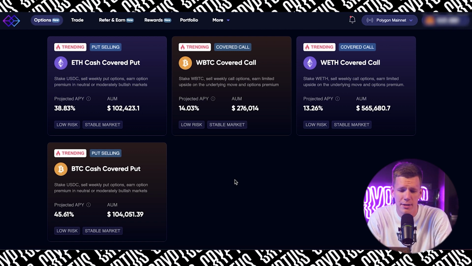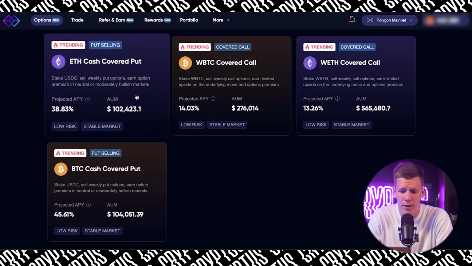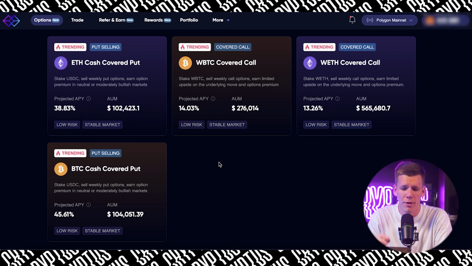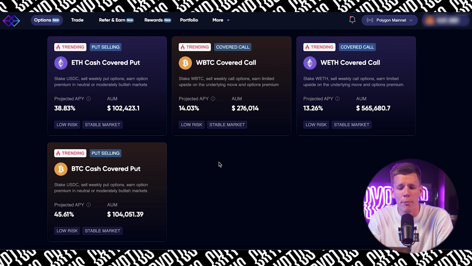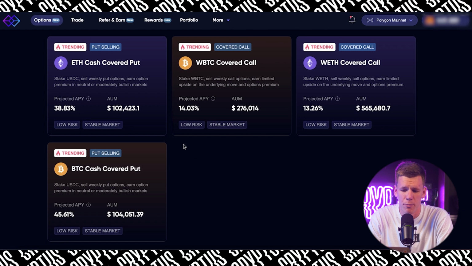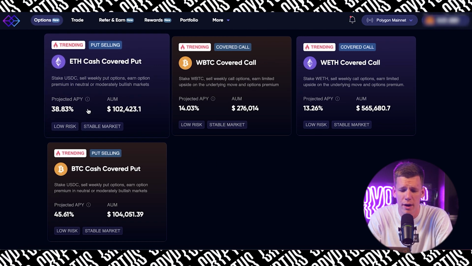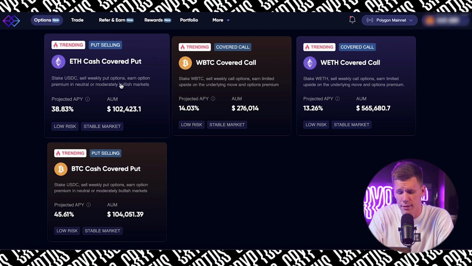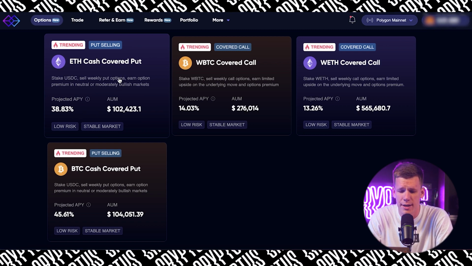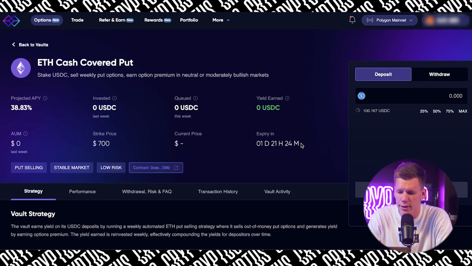Basically, the thing that's interesting for me personally right now is Ethereum cash-covered put options. So me thinking that Ethereum will not go below a certain threshold right now on the market, but would rather stay the same or maybe go up. So what we can earn here is a projected APY of 38.8%, and I will tell you how this is calculated in a second. So let us head over to the tab or to the vault down below.